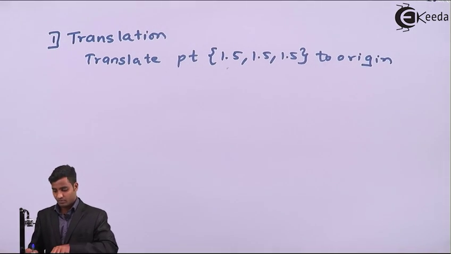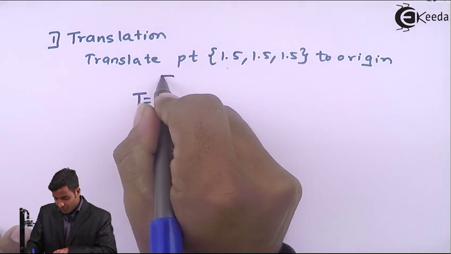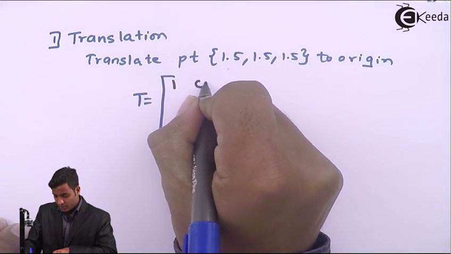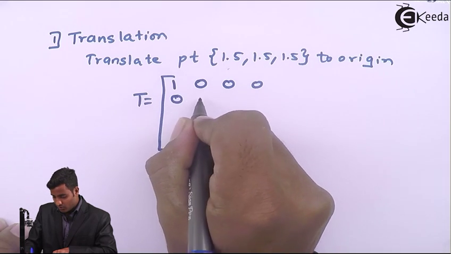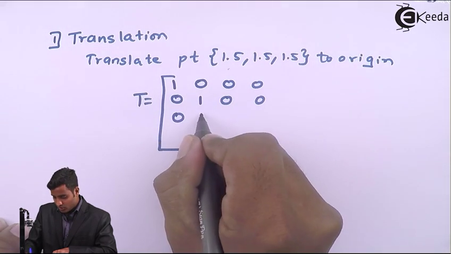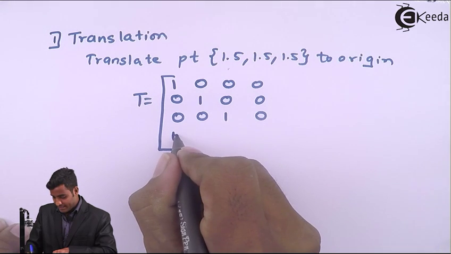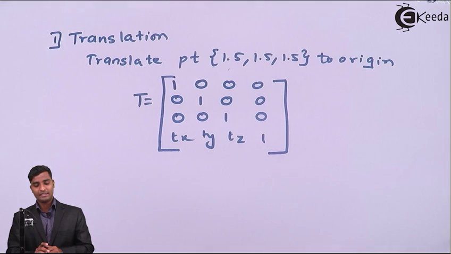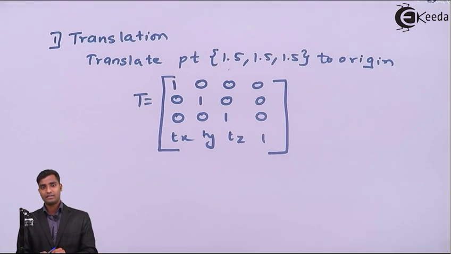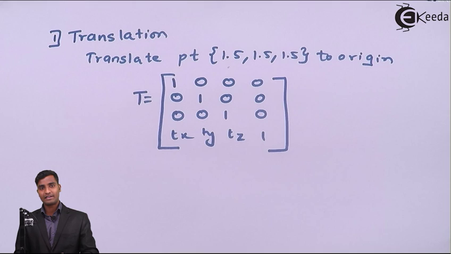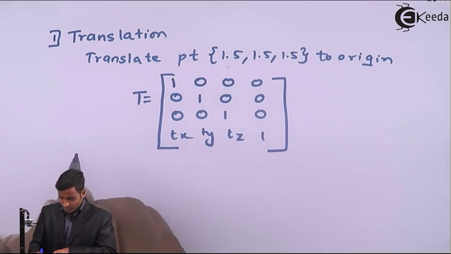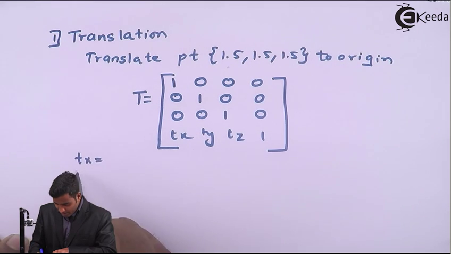So I will write the matrix for translation in 3D. It is 1 0 0 0, 0 1 0 0, 0 0 1 0, tx ty tz 1. So this is the standard matrix for translation in 3D. Here I will require the values of tx, ty and tz. So for that we will write down the values for tx, ty and tz.